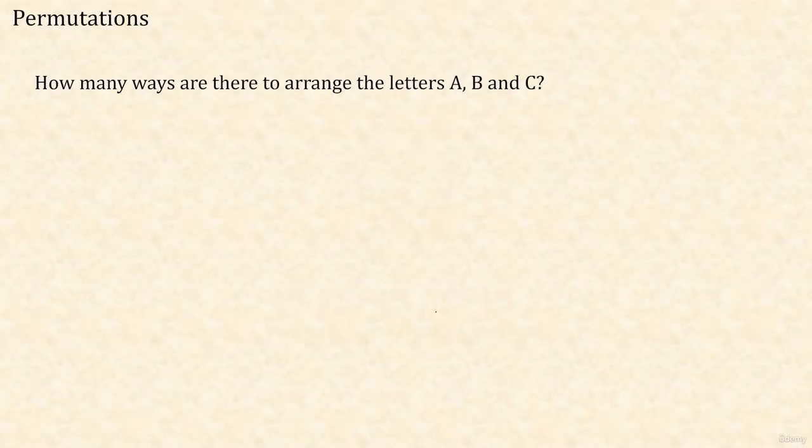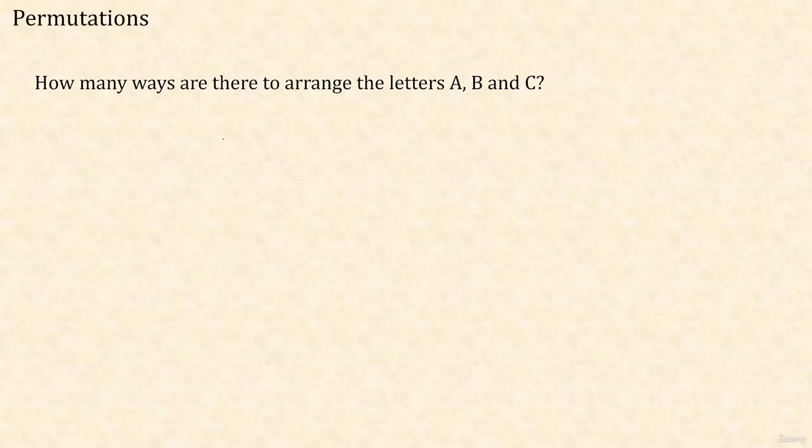In this video, we're going to look at permutations. So permutations is the study of arrangements. When you have a set of objects, you can arrange them in different ways, and permutations are just the different ways that things can be arranged. So here's a question that says, how many ways are there to arrange the letters A, B, and C?